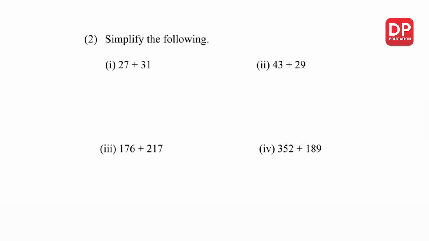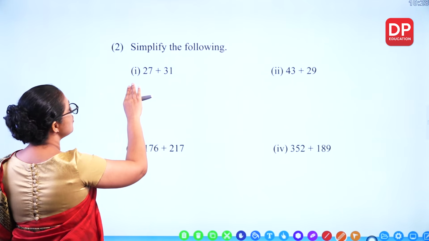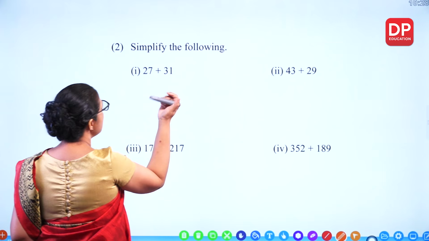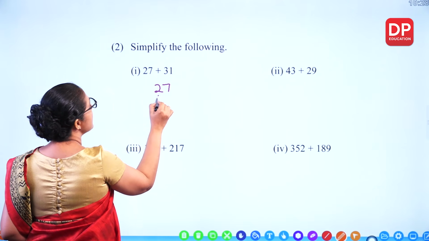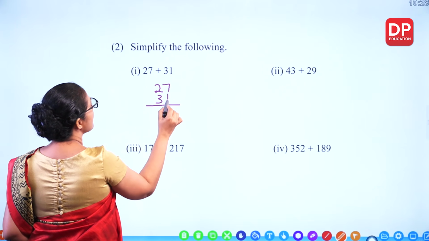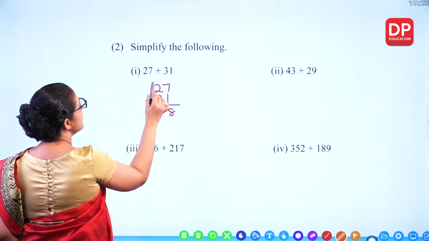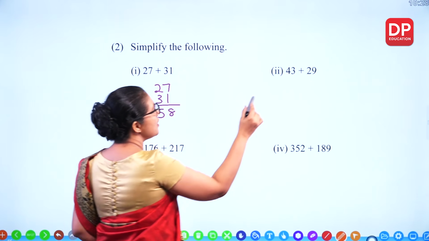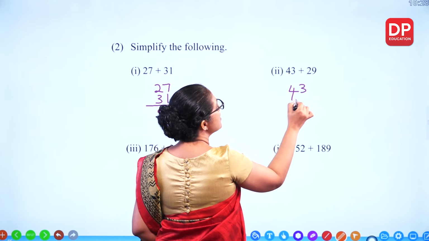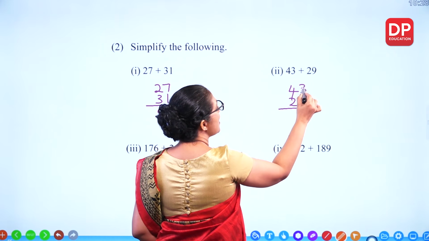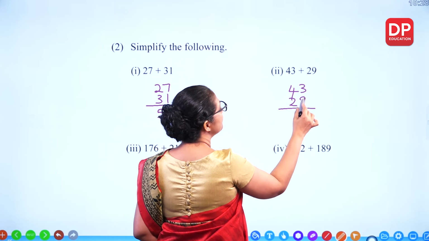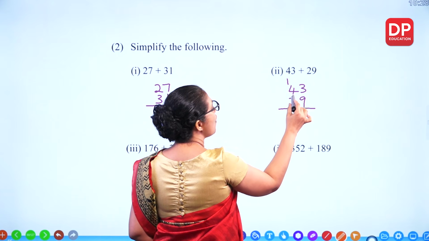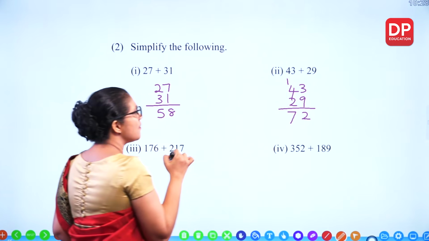Simplify the following. So you have given the addition this way. So you write in a column and add. You get 8, 3 plus 2, 5. 43 plus 29. 9 plus 3, 12. 1 remaining. So 5 plus 2, 7, 72.